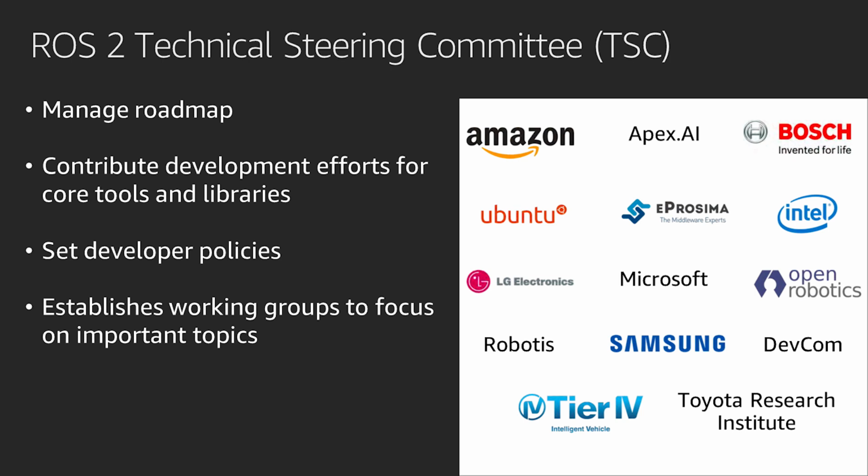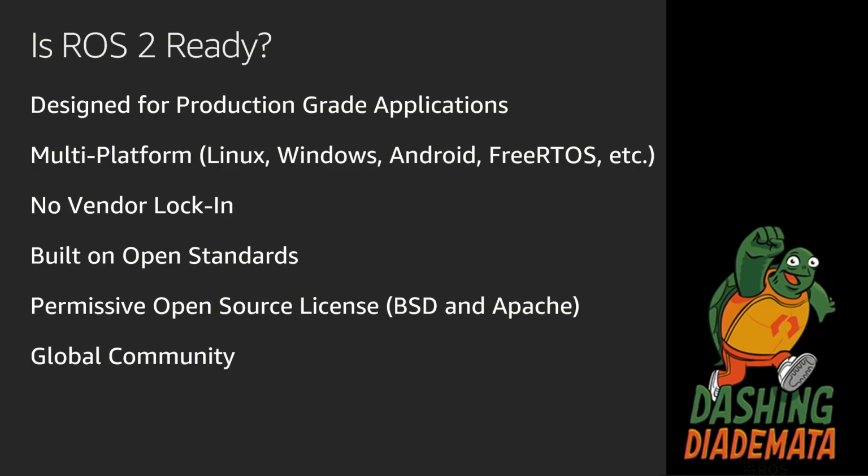ROS development today is managed by a technical steering committee composed of over a dozen companies. AWS Robotics is thrilled to be contributing on behalf of AWS customers to ROS2 development. The technical steering committee not only manages the roadmap, but also sets developer policies, establishes working groups like the tooling working group. Is ROS2 ready?